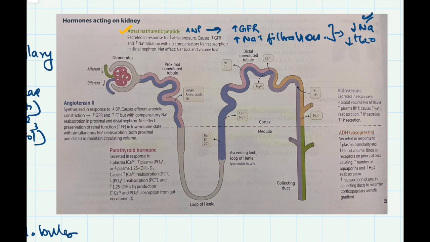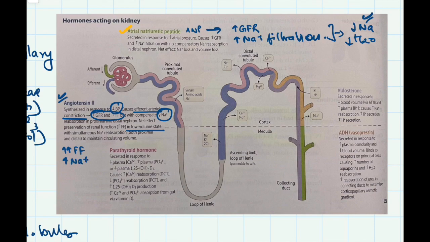Next is angiotensin 2. We already know that it is secreted in response to decreased BP by the RAAS, and it causes the constriction of the efferent arteriole. Due to this, what happens is that the GFR and filtration fraction increases, leading to an increase in sodium reabsorption in the proximal and the distal nephron. So the net effect is that it causes increase in filtration fraction, especially in the low volume states, along with increase in sodium reabsorption.